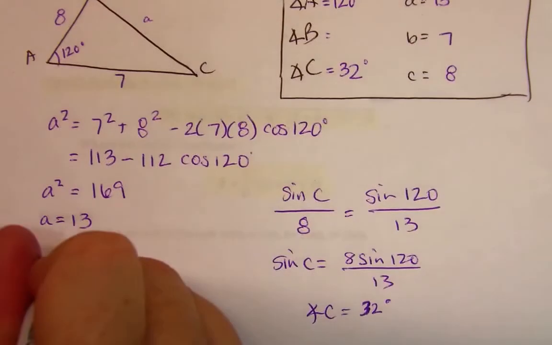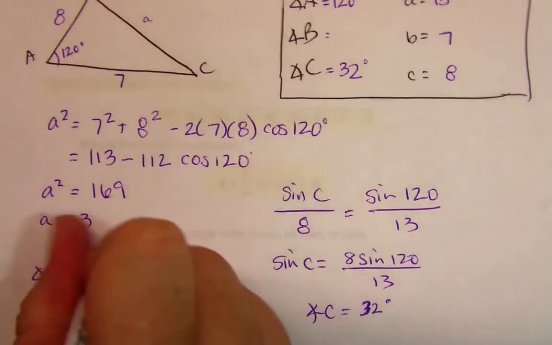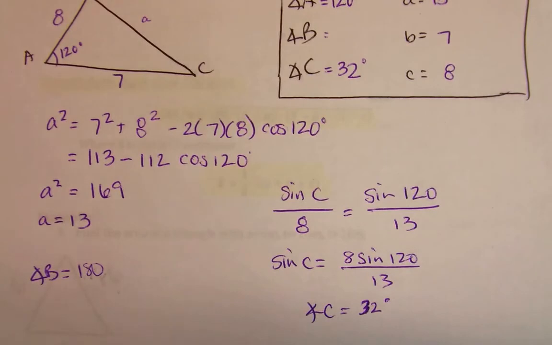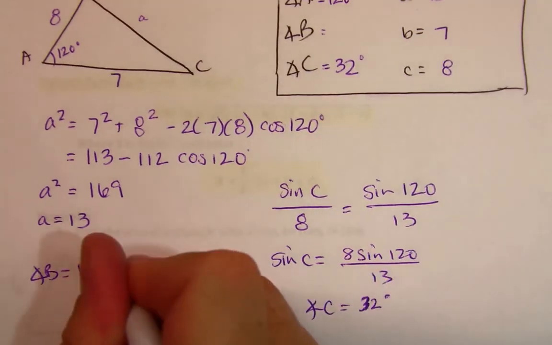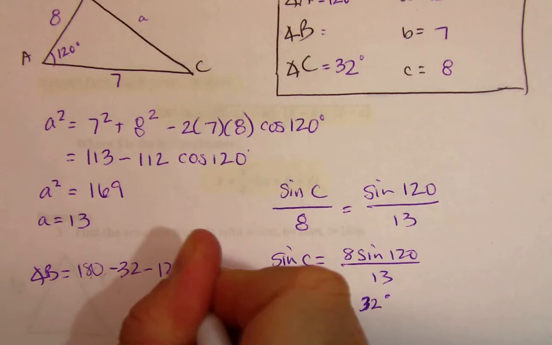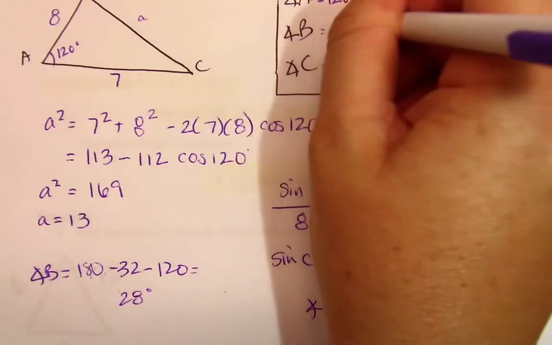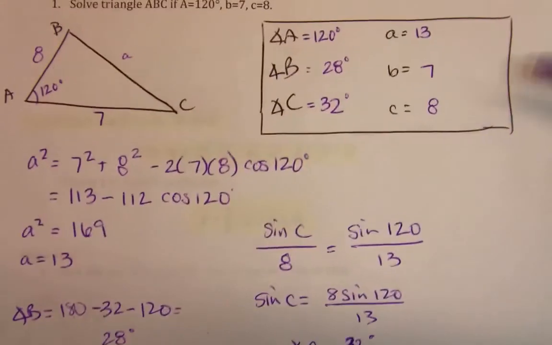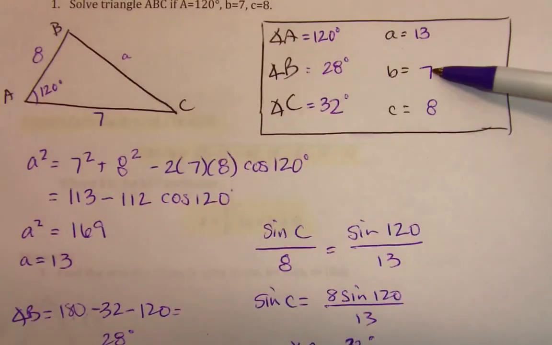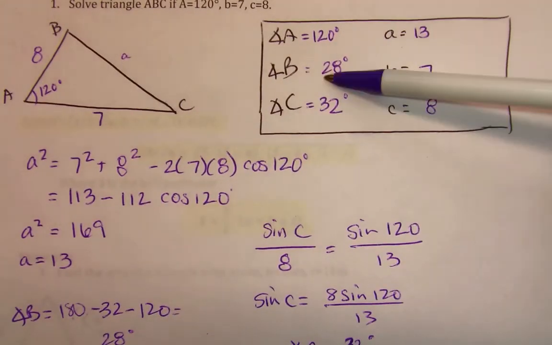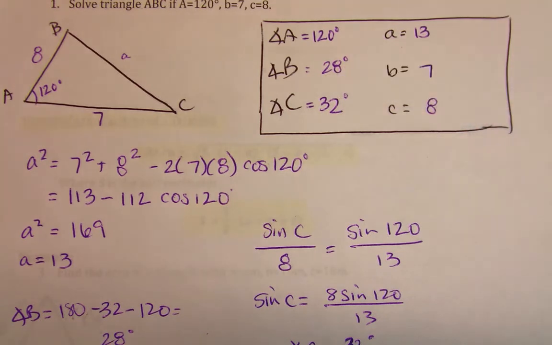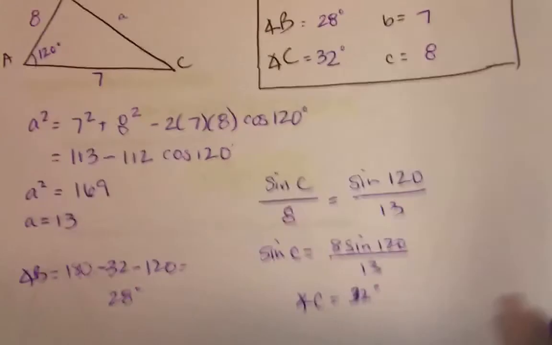So angle B would then be 180 minus 32 minus 120, and that would be 28 degrees. And you want to make sure that this information makes sense here. Our smallest angle should be B, since that's our smallest side, and it is our smallest. Then this one's bigger, and then this is our largest. Okay. Let's move on to our next example.